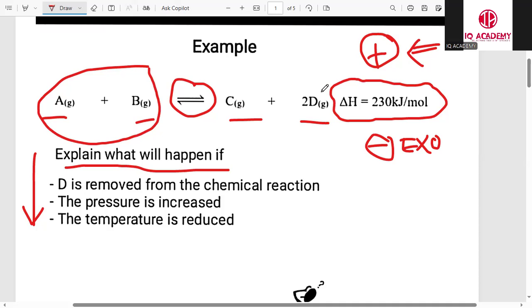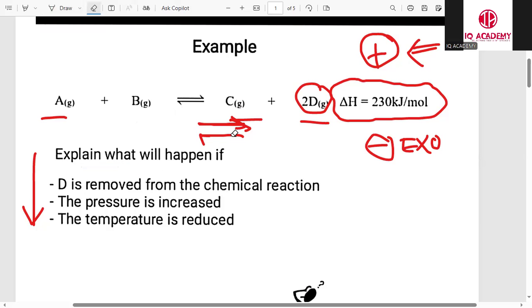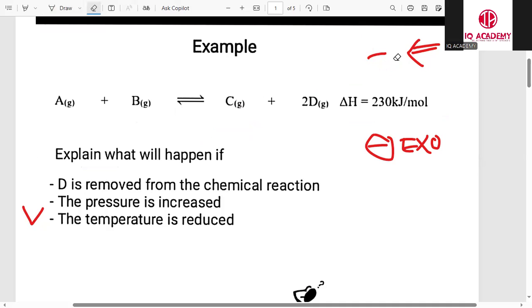Remember, when it's at equilibrium, it means the rate of the products going this side and the rate of the reactants going this side are the same. Then once you remove this, they are no longer the same. It means the reaction will shift to the right, so more of the reactants will be reacting so that they produce the D that you've removed. So if the D is removed, chemically you say that the reaction will shift to the right. That's the term that you use.